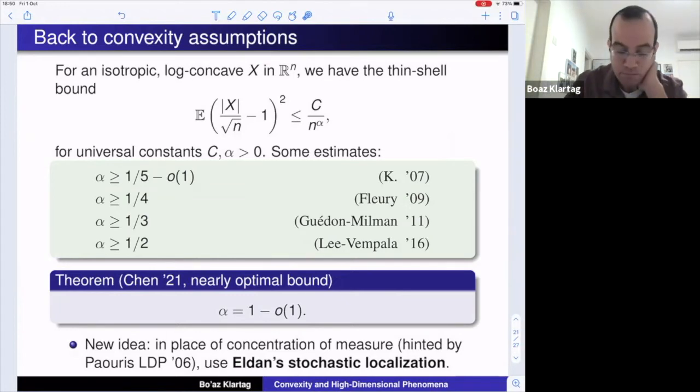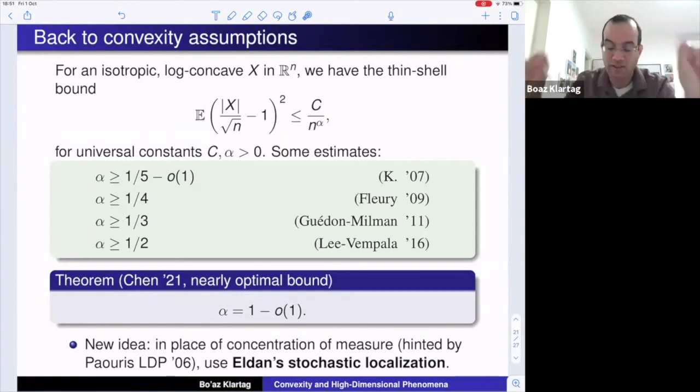So we said that if you have an isotropic log-concave distribution in R^n, the main effect is this thin shell bound. You know that most of the mass is located in a thin spherical shell. You have this estimate for the variance of the Euclidean norm of x over root n. It decays like a constant over n to the alpha. And this exponent alpha is quite interesting.